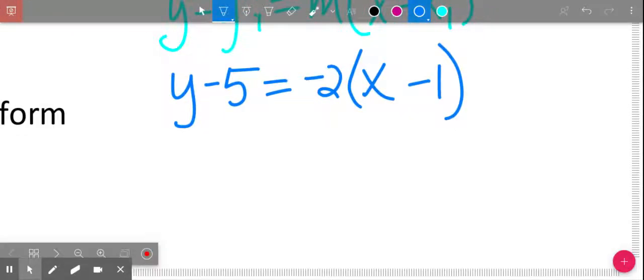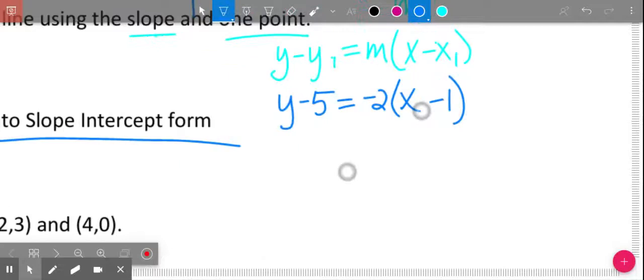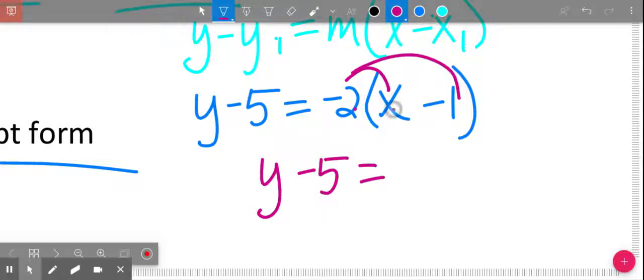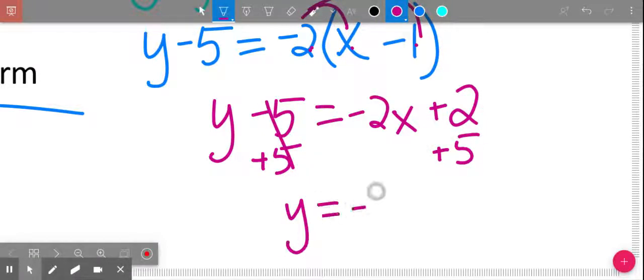All right. And then now we just need to rearrange the equation into slope-intercept form. So we're going to distribute that negative 2. So we'll get y minus 5 equals negative 2 times x gives me negative 2x. Negative 2 times negative 1 gives me plus 2. Then we're going to add the 5 over. That'll cancel, and we'll get y is equal to negative 2x. 2 plus 5 gives me plus 7.